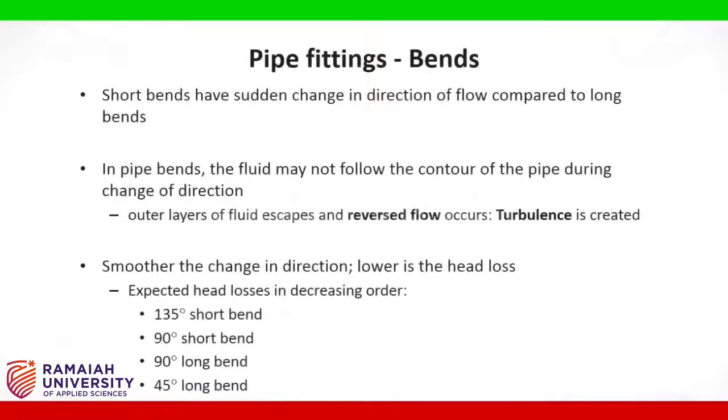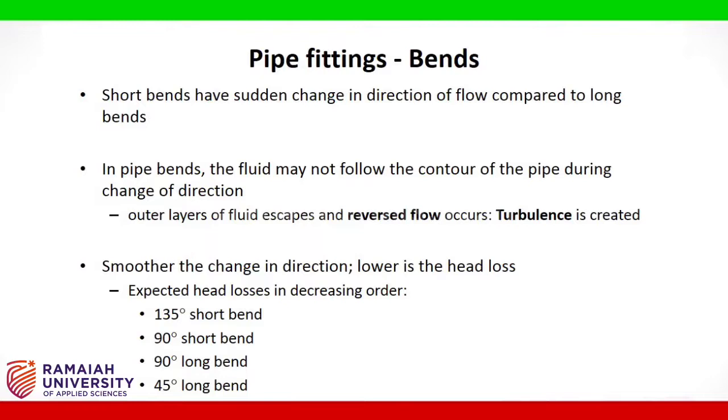It should also be noted that pipe bends are very common on a pipeline. Due to this reason, it is important to know the head loss across different pipe bends also. Short bends have a sudden change in direction of flow compared to long bends. In pipe bends, the fluid may not follow the contour of the pipe during change of direction. Outer layers of fluid escape and reversed flow occurs, because of which turbulence is created. Smoother the change in direction, lower is the head loss.